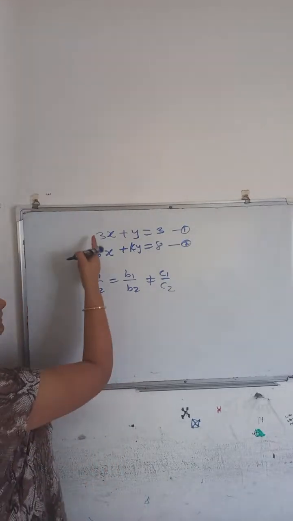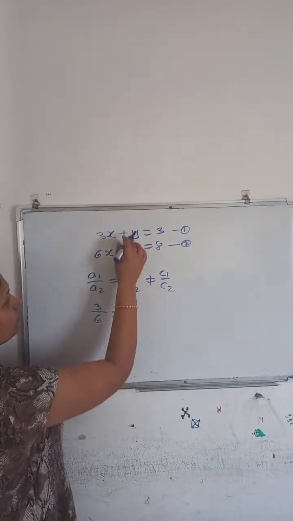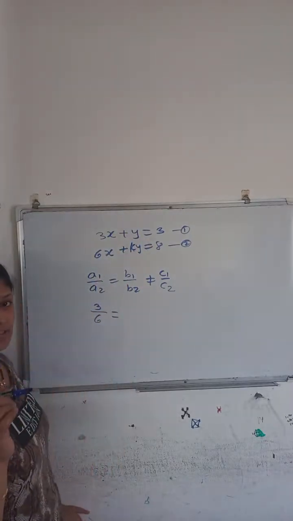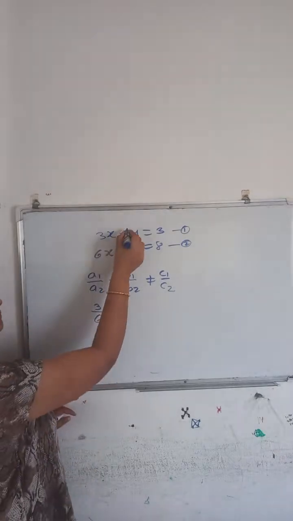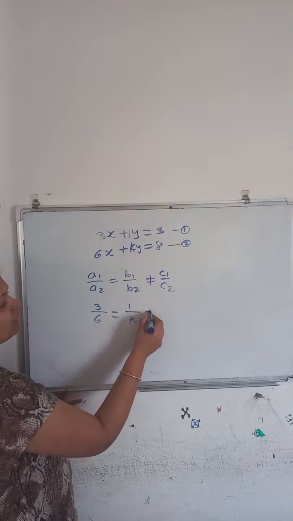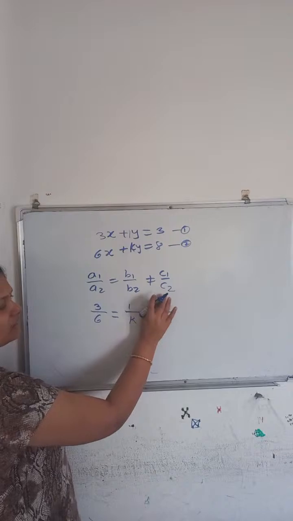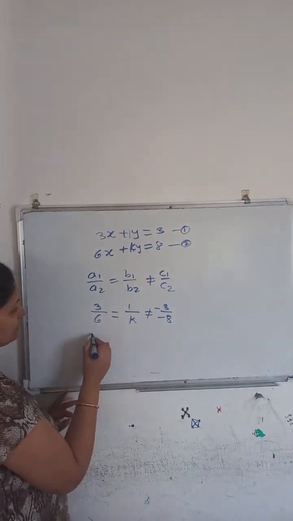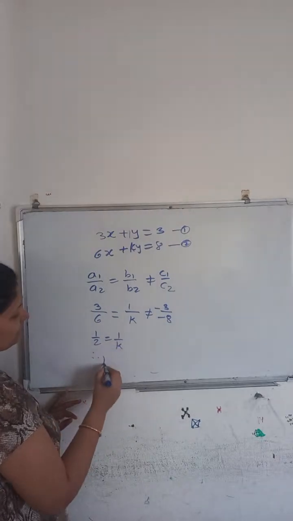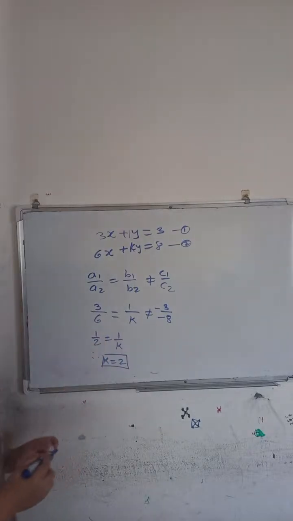Now a1 is nothing but 3, a2 is nothing but 6. Here, coefficient of y, nothing is there, that does not mean it is 0. It's a 1. Coefficient should be 1. So 1 upon k, which is not equal to minus 3 by minus 8. Anyhow, we are not taking this part, focus on this. So here it will come 1 by 2 is equal to k. So therefore k is nothing but 2. This is a 1 mark question, MCQ.